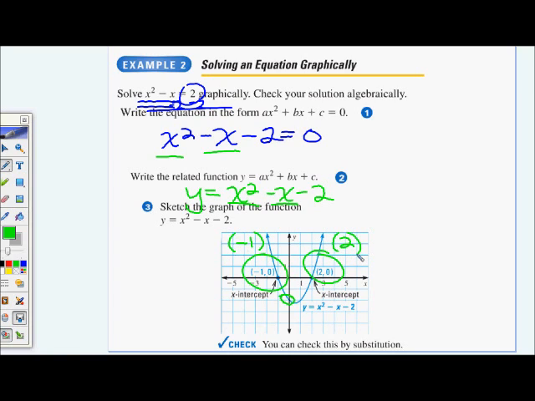So how am I going to check that? I'm going to go back up and put my values in here. So -1 squared minus 1 minus 2. Does that in fact equal 0? That's how I'm going to check it with my substitution. -1 squared, -1 times -1 is 1. Minus 1 is going to be 0.